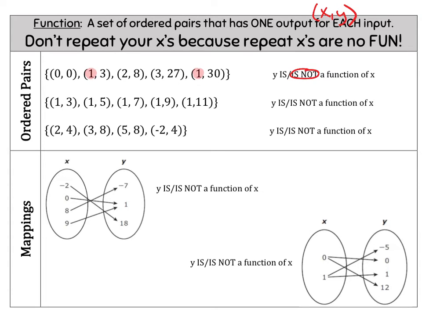In the second list of ordered pairs, do any of the y's repeat? Nope. Do any of the x's repeat? Yeah, literally all of them are repeated, so this is not a function. But in the third one, do any of those x's repeat? No. So it is a function. The y's repeat. Do we care that the y's repeat? No, we don't really care about the y's. We just have to make sure none of those x's repeat. If they're all unique, which means they're all individual, then it is a function of x.